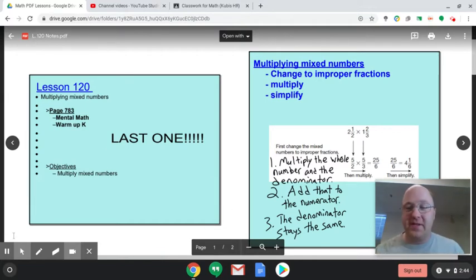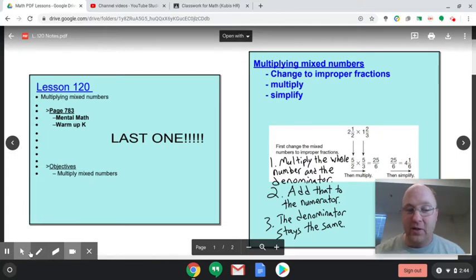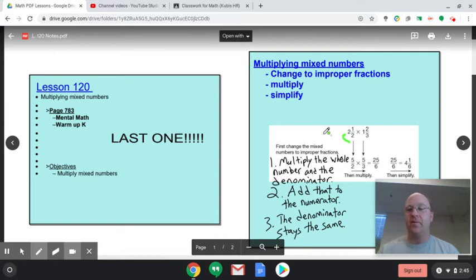So again, reviewing the steps for changing a mixed number to an improper fraction. First step is you multiply the whole number and the denominator. So in this case, we had 2 1/2. We multiply that 2 times the 2, and we get 4. So that's the first step. Multiply the denominator times the whole number, and then you add the numerator, which is 1. So 2 times 2 is 4, plus 1 is 5.